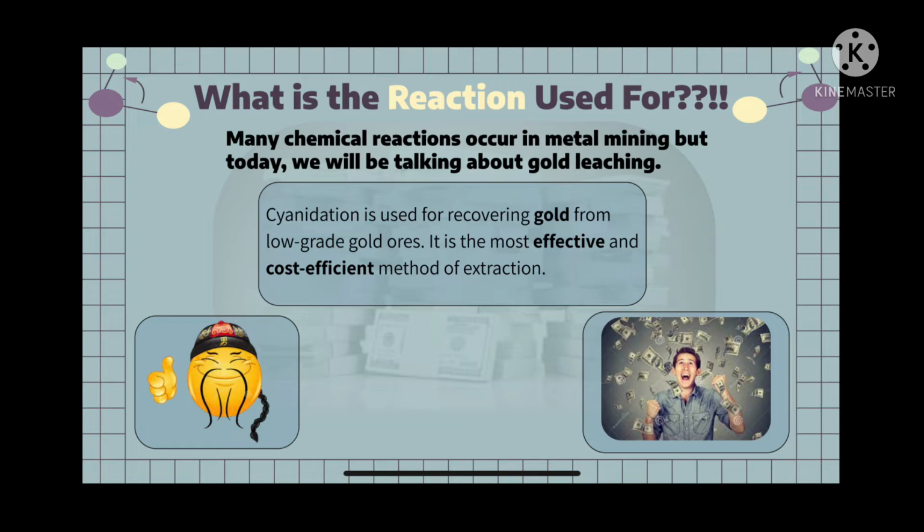What is the reaction used for? Many chemical reactions occur in mining, but today we will be talking about gold leaching. In both technological and economic terms, cyanidation is the only option for recovering gold from low-grade and finely dispersed gold ores today. The selectivity of free cyanide for gold dissolution and extraordinarily high stability of the cyanide complex are two of the key advantages of cyanidation.